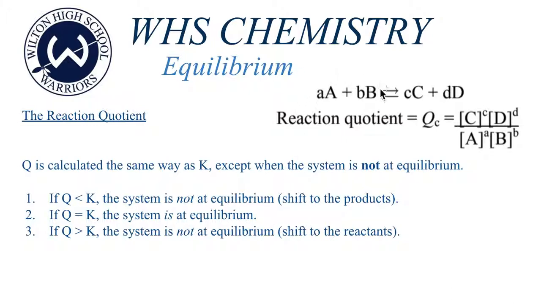So the concentration of the reactants is equal to the concentration of the products. And when Q is greater than K, the system is also not at equilibrium, but there's a shift to the reactants because you have more products and you need to keep the concentration constant. So you need to shift to the reactants in order to compensate for the amount of products.